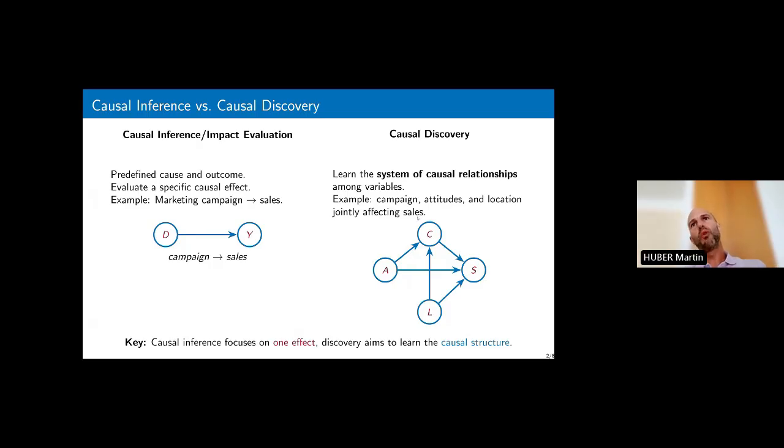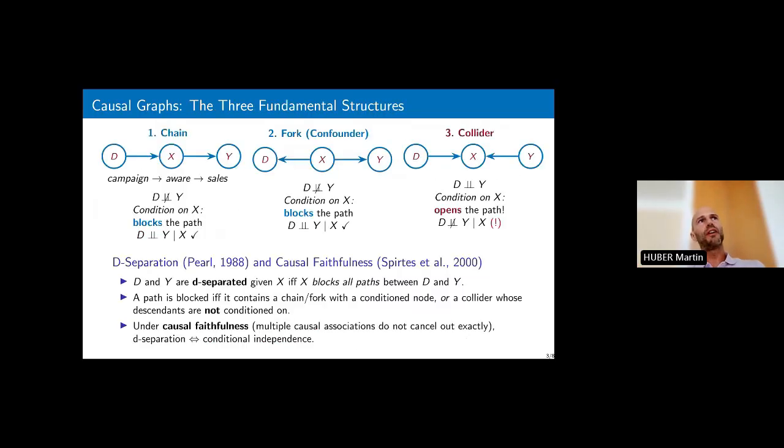And what we want to do is we want to learn these causal relationships, right? So causal inference focuses on one specific effect, but causal discovery aims to learn the causal structure in a system of variables. And one key concept in this context is the so-called d-separation criterion. And this is a criterion which links the presence or absence of the statistical association between certain variables to causal associations between those variables, right?